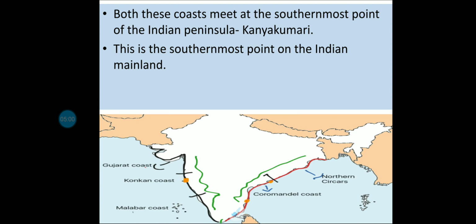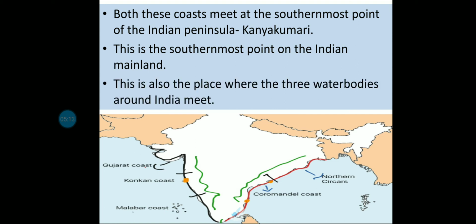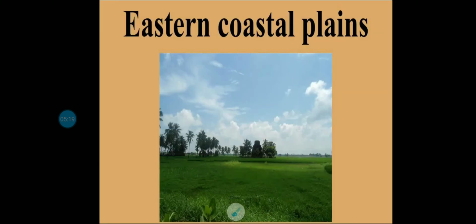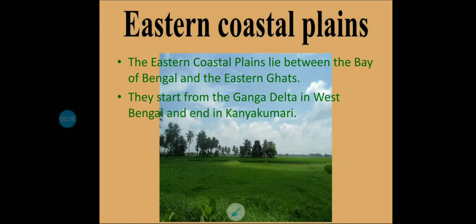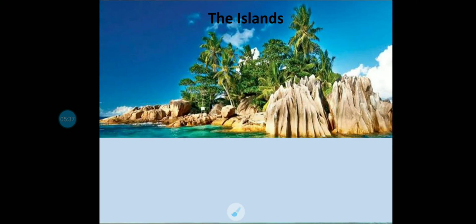Both these coasts meet at the southernmost point of the Indian peninsula, Kanyakumari. This is the southernmost point of the Indian mainland. This is also the place where the three bodies of water around India meet. Eastern coastal plains. The eastern coastal plains lie between the Bay of Bengal and the Eastern Ghats. They start from the Ganga Delta in West Bengal and end in Kanyakumari.